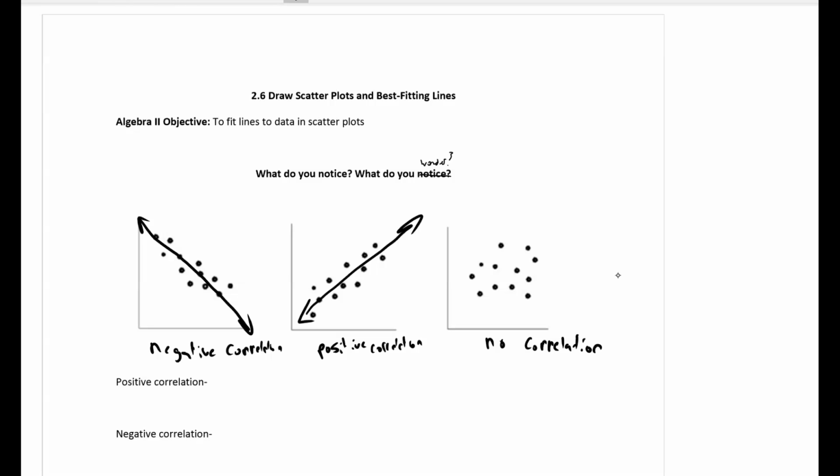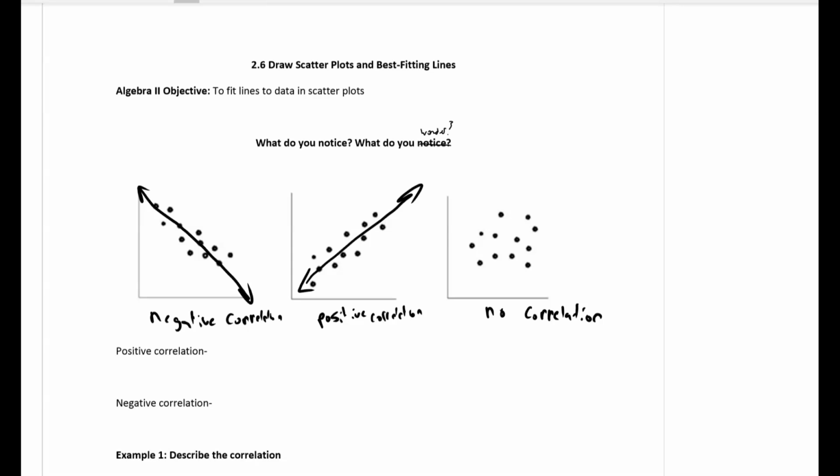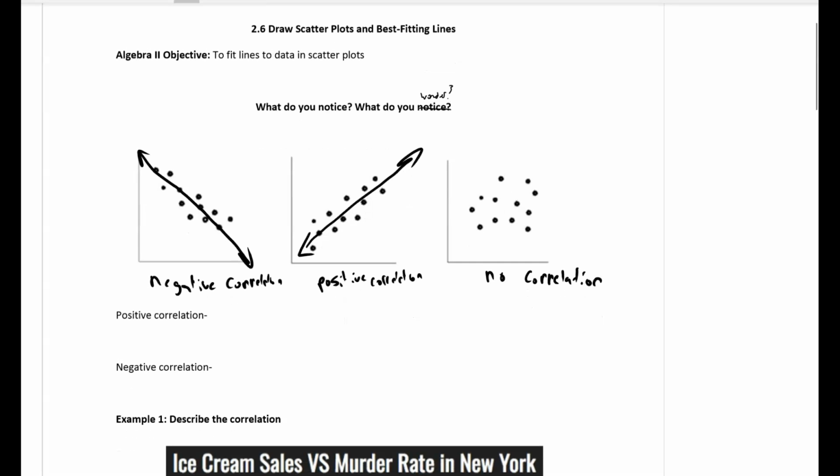Okay, well, let's describe what positive correlation really means. Well, if you have a graph here, we're working with a y and an x-axis, kind of similar to slope, we would say it has positive correlation if y tends to increase as x increases.